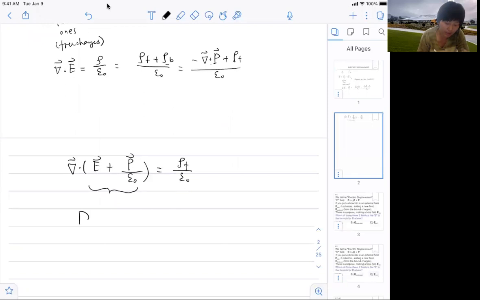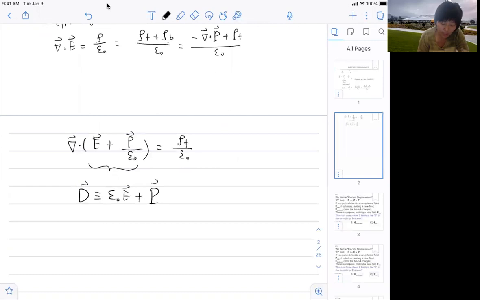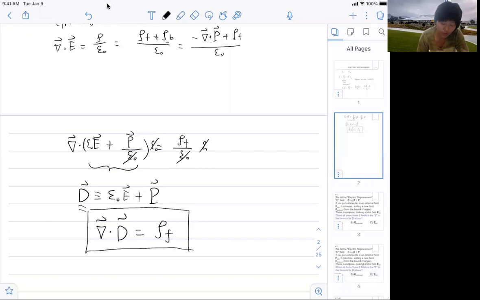All right. So we are going to define a new quantity. We're defining D to be epsilon naught E plus P, so that we multiply both sides by epsilon naught. The left-hand side becomes this new quantity, the displacement: del dot D. And the right-hand side has only the density of the free charges left. The divergence of D is equal to rho free. Okay, so this is our definition.